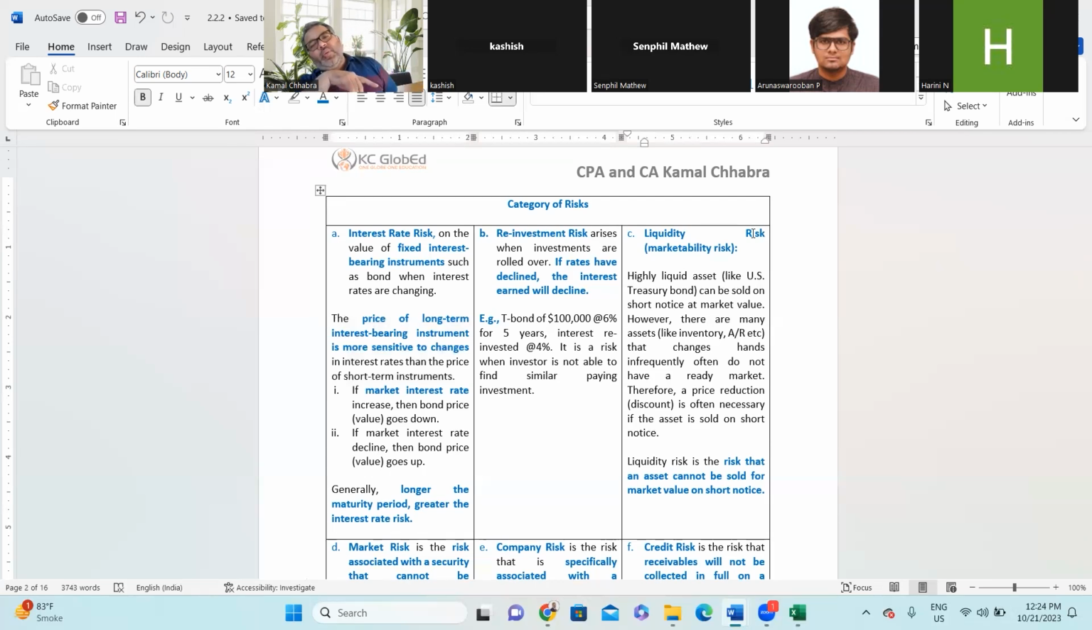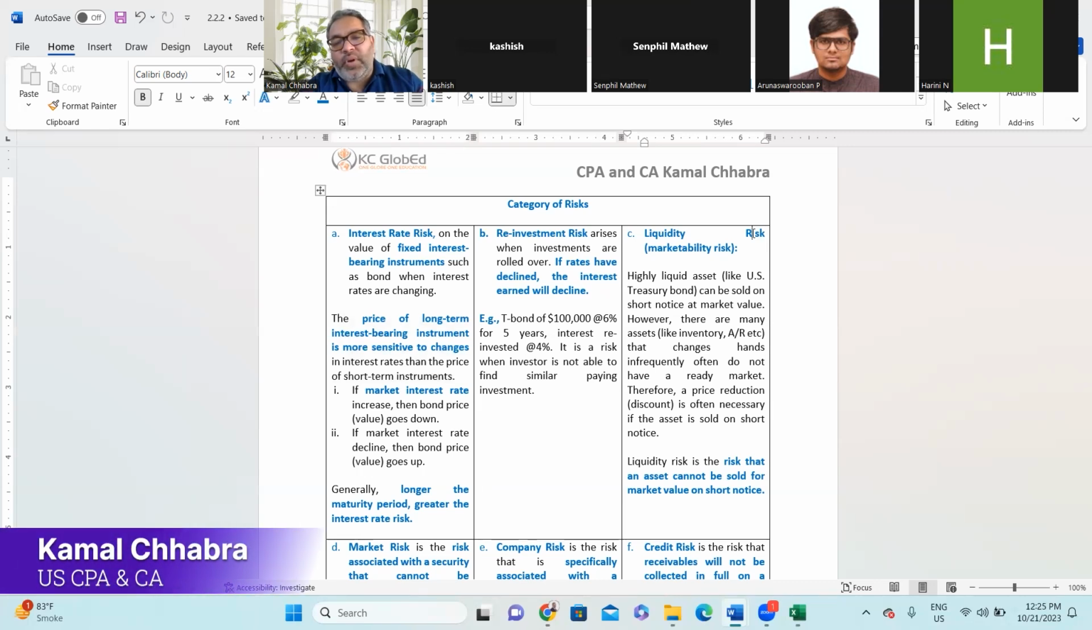Right? So liquidity risk: highly liquid assets like US Treasury bonds can be sold on short notice at the market value. However, there are many assets like inventory and account receivable that change hands infrequently and often do not have a ready market, right? If you remember the current ratio, what is the formula of the current ratio? Do you remember that? Current assets by current liabilities. So what all things come under the current assets?